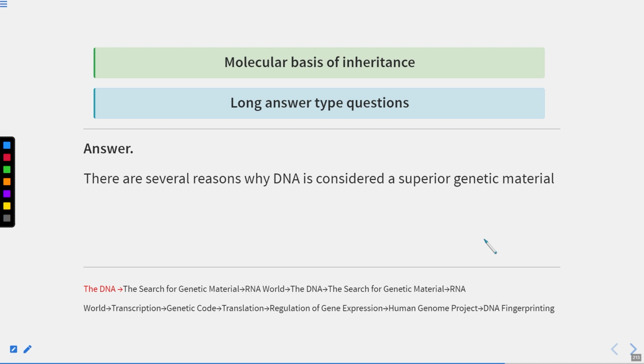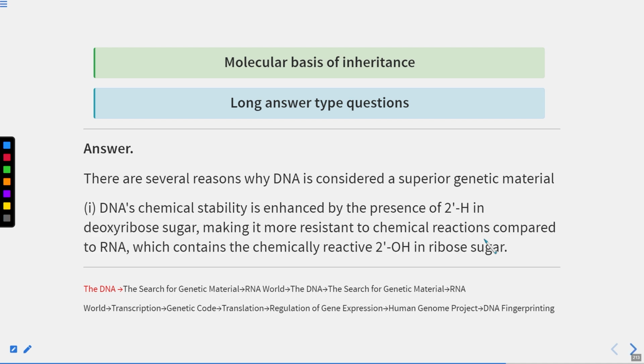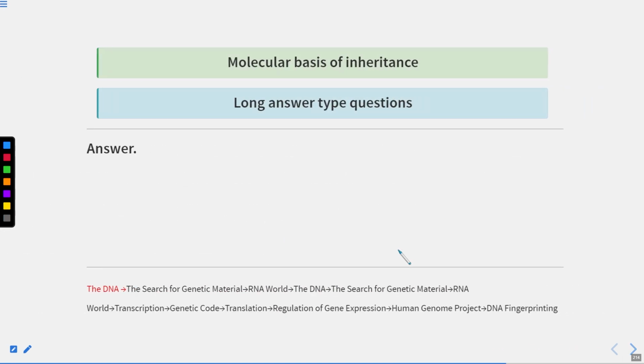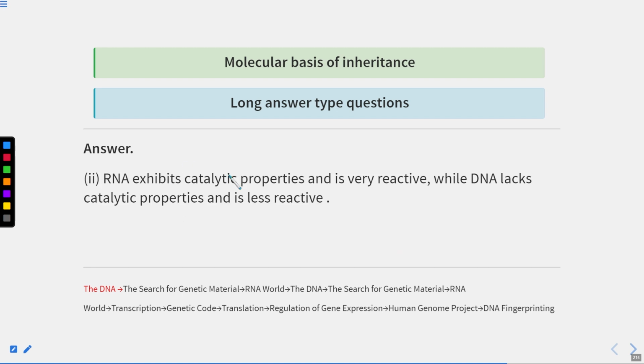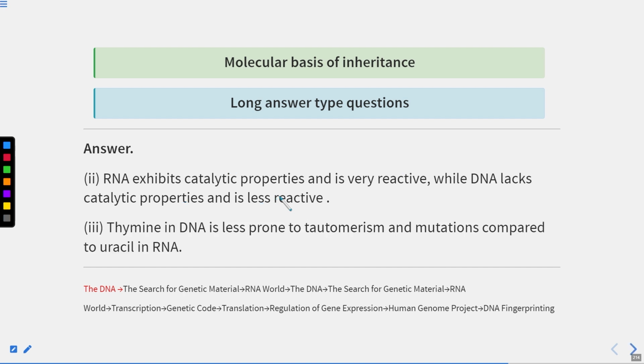Now, there are several reasons why DNA is considered a superior genetic material, and we will talk about this in terms of biochemical differences. DNA chemical stability is enhanced by the presence of the 2' H. I've already told you, DNA consists of deoxyribose. So at the second position of the pentose sugar, which is deoxyribose, instead of OH, H is present. So DNA's chemical stability is enhanced by the presence of 2' H in the deoxyribose sugar, making it more resistant to chemical reactions compared to RNA. RNA contains a chemically reactive 2' OH, present in the ribose sugar, which makes it unstable. RNA also has catalytic properties and is very reactive, while DNA lacks catalytic properties and is much less reactive.